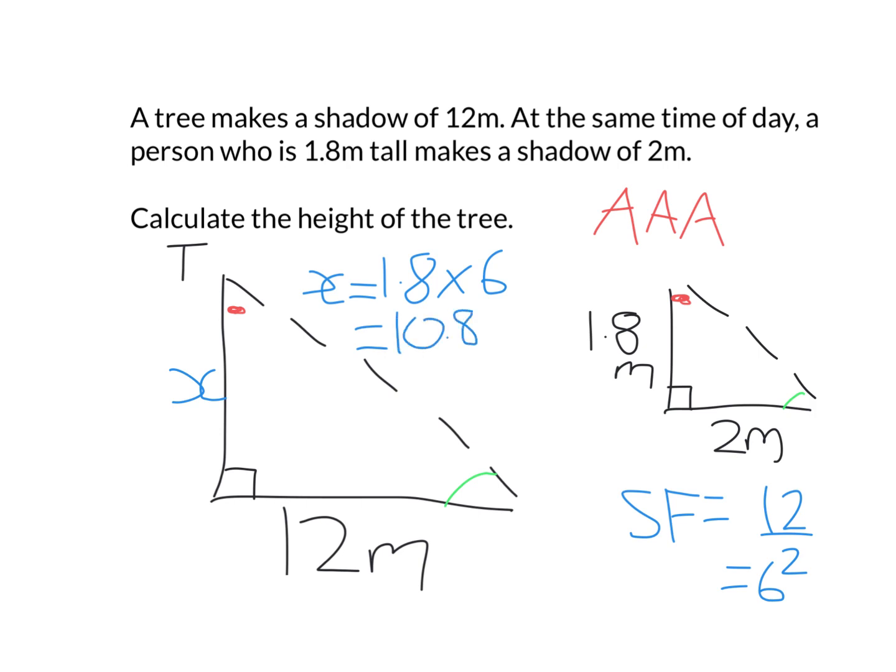The logic here is actually really simple. If it's the same time of day and the shadow of the tree is 6 times as large as the shadow of the person, we can assume that the tree is 6 times taller than the person. And that's because of the similar triangles, because at the same time of day, the sun makes the same angle with the ground.